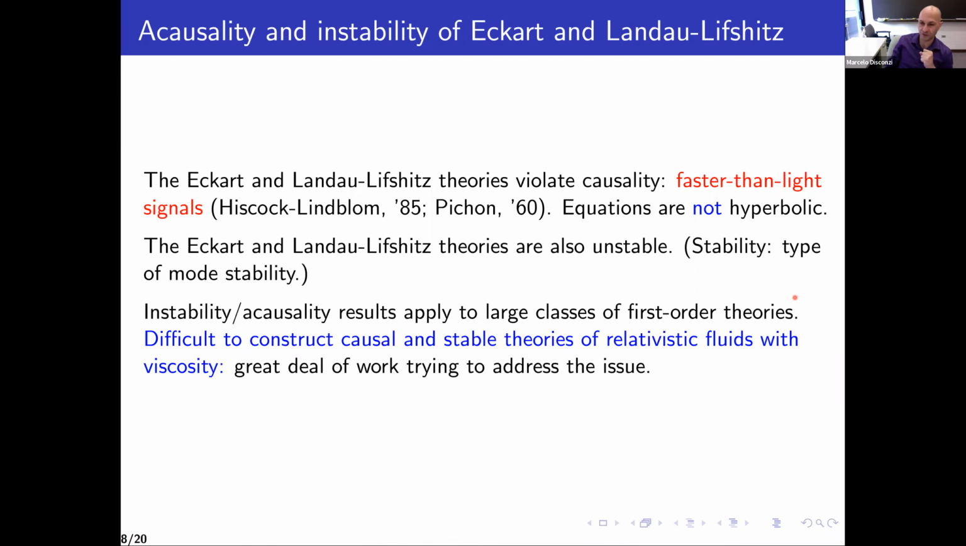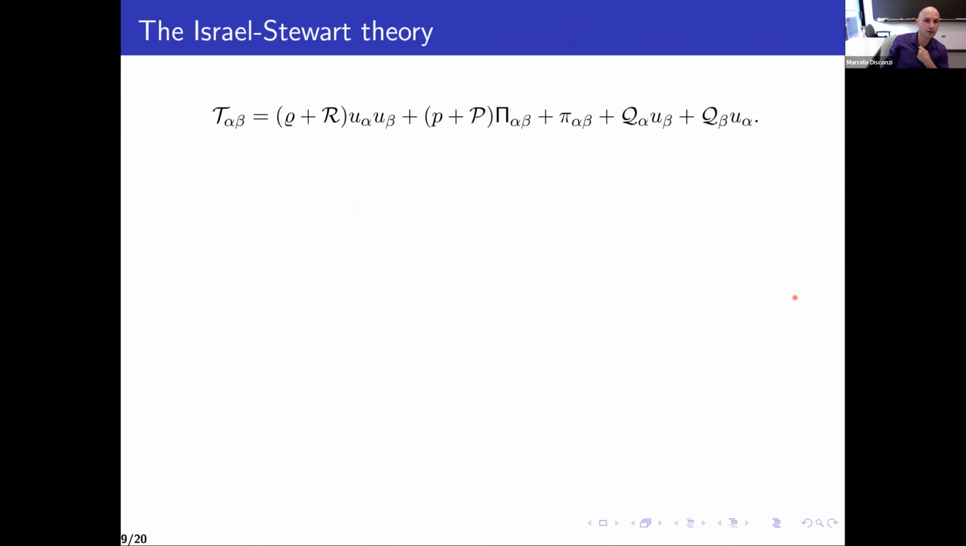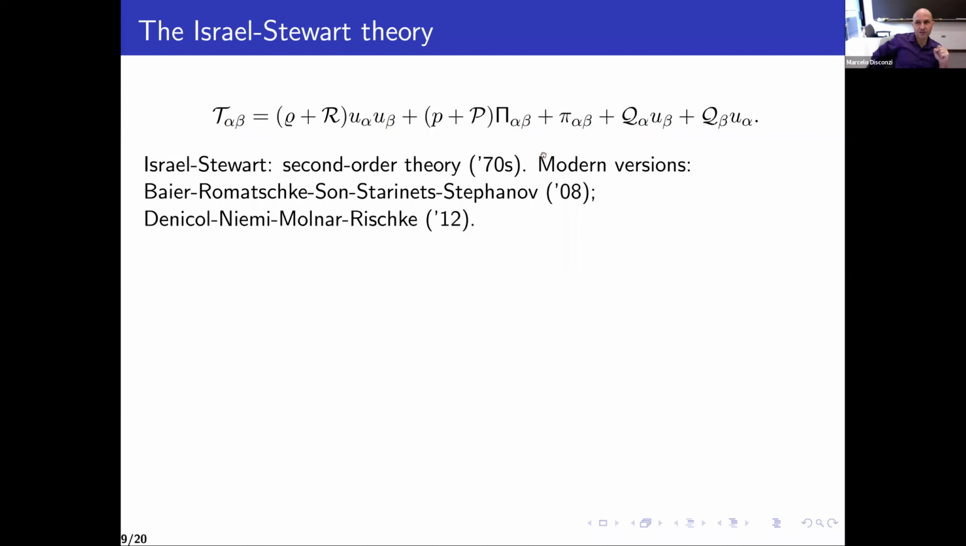There has been a lot of work addressing these issues. Okay, so that's one example. Let's move on. Let me give another example of a theory that appears in the literature. That's the Israel-Stewart theory. That's a second-order theory that goes back to the work of Israel and Stewart in the 70s, although the modern versions that people actually use are due to different groups of authors listed here.